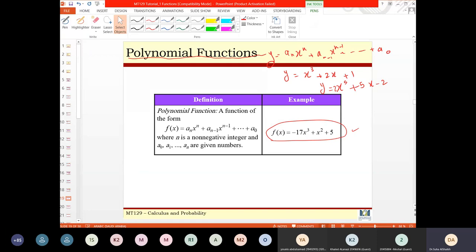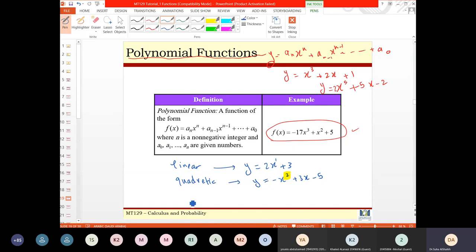Polynomial means it has powers of x: x to the power 7, x to the power 3, x to the power 2. For it to be linear, it should be like y equals 2x plus 3. The power of x is 1. For it to be quadratic, the power of x is like, for example, minus x squared plus 3x minus 5. The maximum power of x is 2.